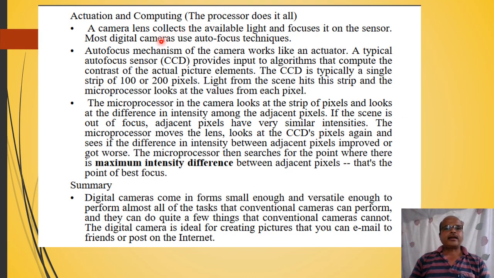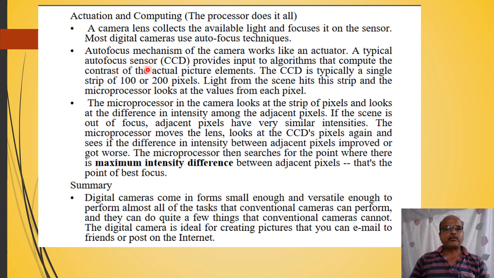Then next, a camera lens collects the available light and focuses it on a sensor. So the camera lens collects the available light and focuses it on the sensor. Most digital cameras use autofocus techniques. The autofocus mechanism of the camera works like an actuator.